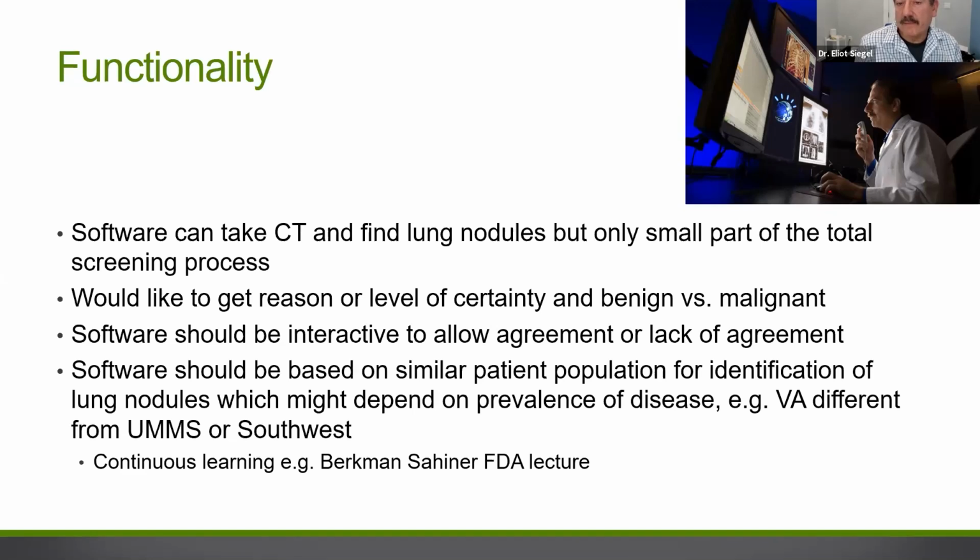So what's the functionality that I'd like to see in the software? Well, one thing I'd like for it to do, in addition to what the basic software does, which is to find lung nodules, and that's only a small part of the total screening process, is essentially to get a level of certainty or the reason that it is determining whether a lesion is benign or malignant. Software should allow me to be able to show agreement or lack of agreement. I should be able to interact with the software so that it gets feedback from me.